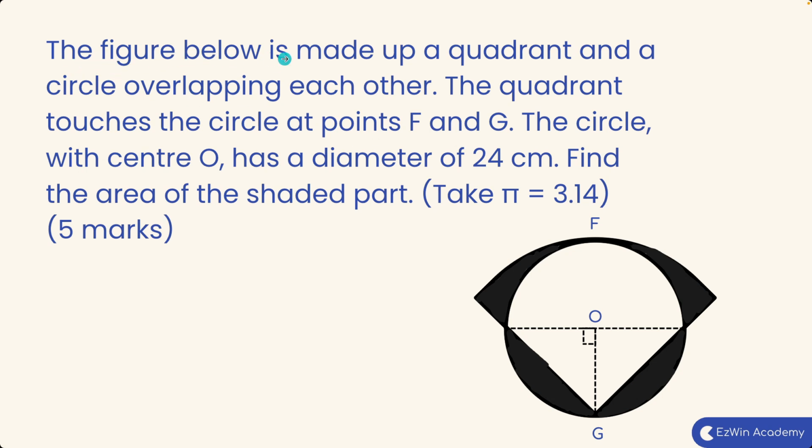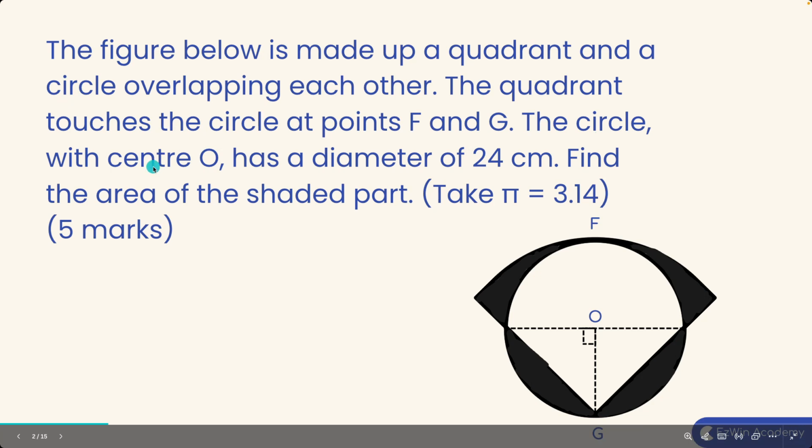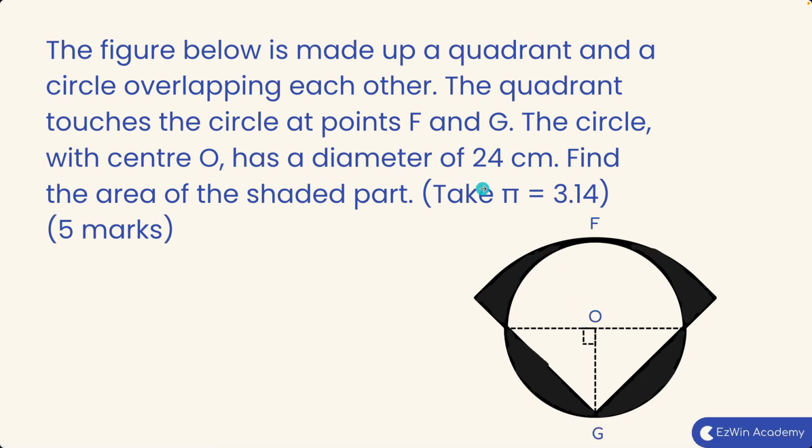The figure below is made up of a quadrant and a circle overlapping each other. The quadrant touches the circle at points F and G, and the circle with the center O has the diameter of 24 centimeters. Find the area shaded. Take pi equal to 3.14. And this is a 5 marks question.